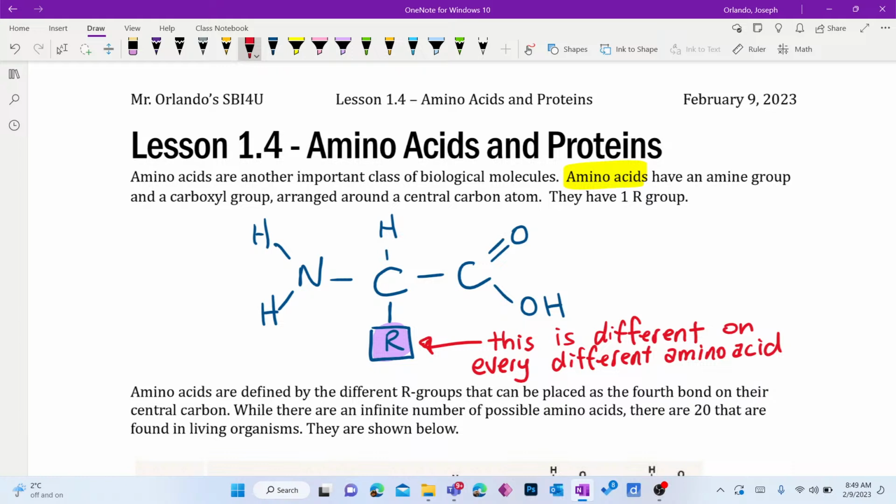amino acids are defined by the different R groups that can be placed as the 4th bond on their central carbon. And while there's potentially an infinite number of amino acids that could be made, right? You could put anything there. In practice, in your body right now, there are exactly 20.